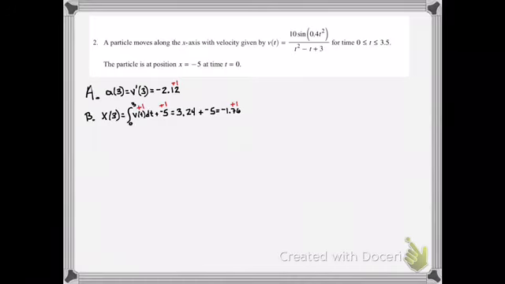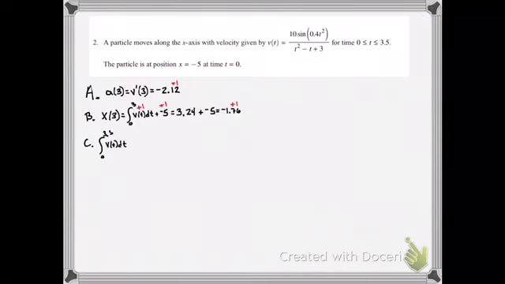Part C. I was surprised by Part C when I saw this a couple years ago. I would have thought they would have asked this in a different way. They asked it so straightforward. Who knows how they're going to ask it this year? They wanted, in Part C, to have you evaluate the integral from 0 to 3.5 of v of t.